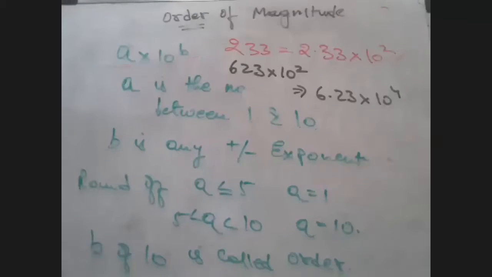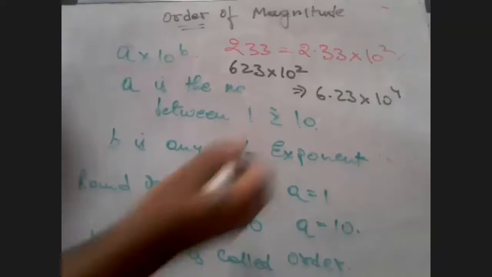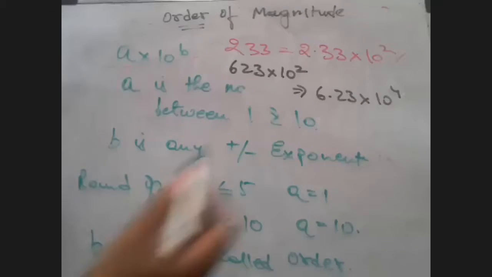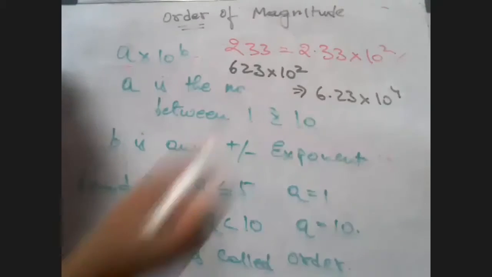If anyone does not know how this is happening, then also no problem. Message me privately in 5 seconds, and I will address this issue. Okay, now look here. This is the number 623 into 10 raised to 2. I have written it down as 6.23 into 10 raised to 4.